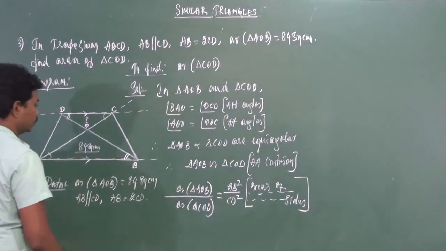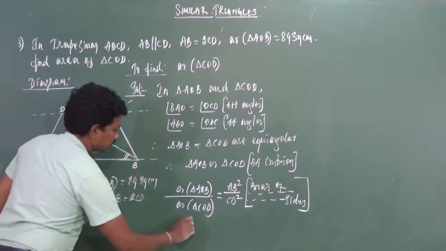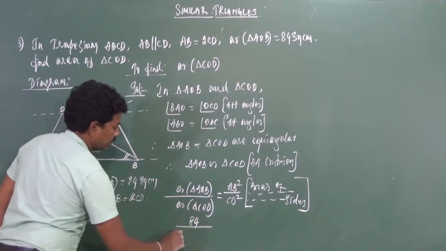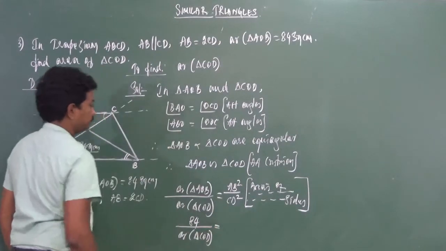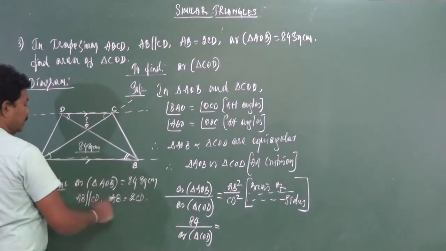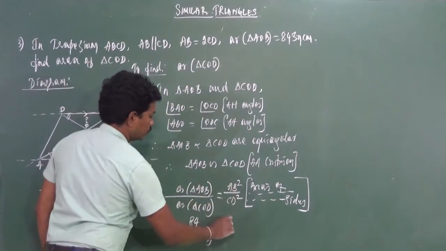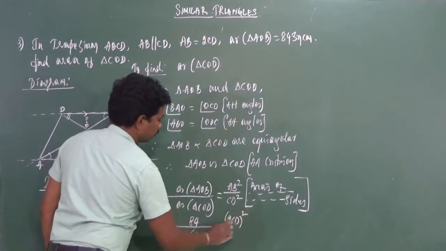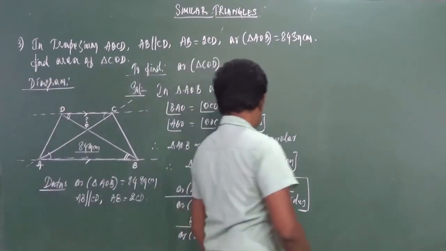Now we will substitute the values. Area of triangle AOB is 84 square centimeters. So 84 by area of triangle COD is equal to AB square by CD square. Here AB is 2CD, so instead of AB square we will write 2CD whole square by CD square. We will continue.